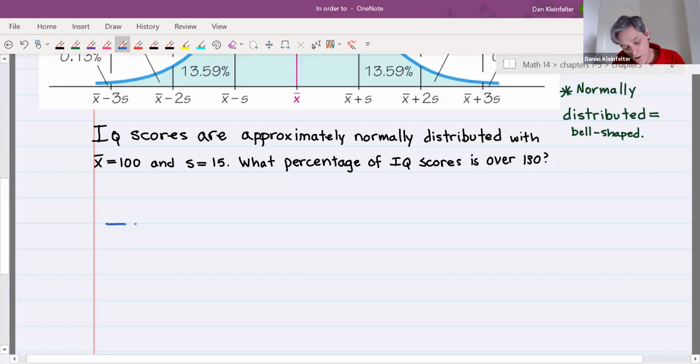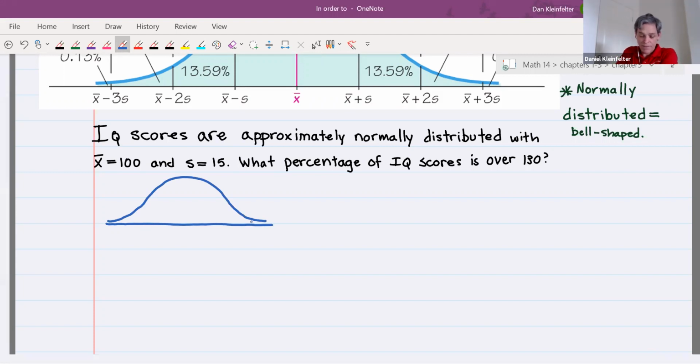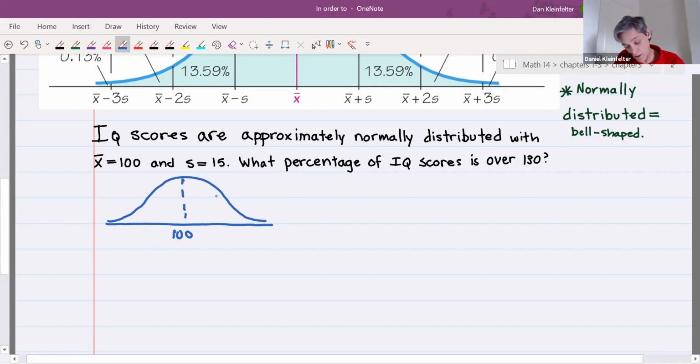As you're going to do this, it's tempting not to, but it's a good idea to try to draw and label a normal distribution. It doesn't have to be really beautiful or anything, but you do have to be able to read it. So the mean is at the center of the distribution. We're interested in what percent of IQ scores is over 130. So 130 is here. I'd like to know what percentage of IQ scores is in that upper end.